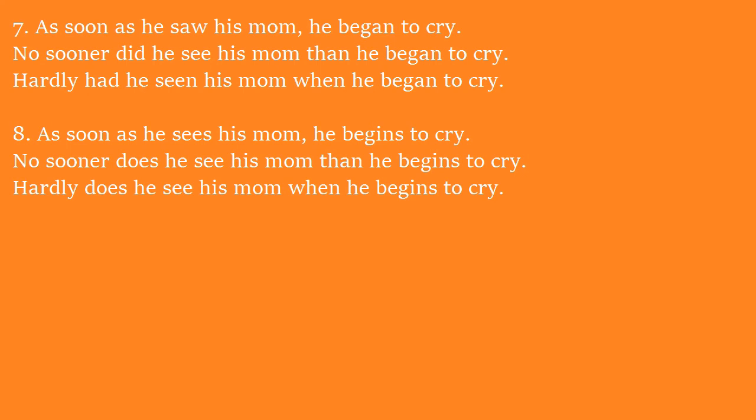But if the same sentence is in the present tense and not in the past tense, like in sentence number 8, as soon as he sees his mom, he begins to cry. You will not say no sooner did. You will have to say no sooner does he see his mom than he begins to cry. So it has to be like this: hardly does he see his mom when he begins to cry. So these are the ways in which this sentence can be written.